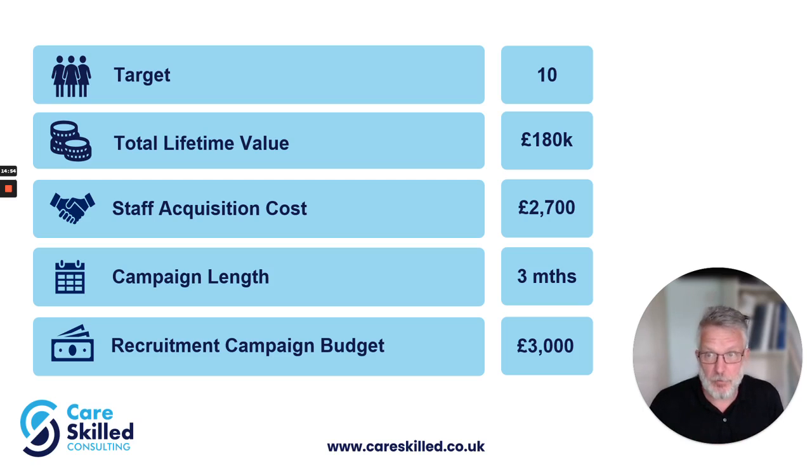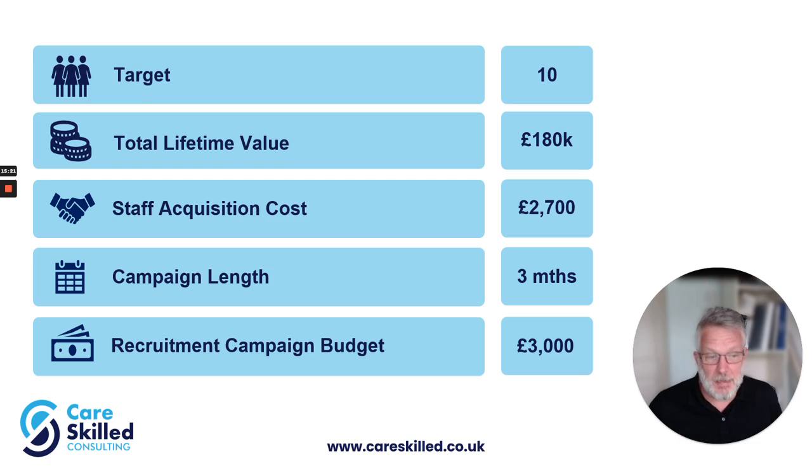How many people are you trying to recruit? 10. What's the total lifetime value of those people? Well, all 10, it's 180,000 over 3 years. What's the staff acquisition cost? Well, we've decided over the 10, we've worked it out as 2,700 for those 10. That's what it's going to cost us. What's the campaign length? It's 3 months. We've set it at 3 months. Could be more, could be less. Recruitment campaign budget, we've decided to go up above the 2,700. We're setting it at 3,000.